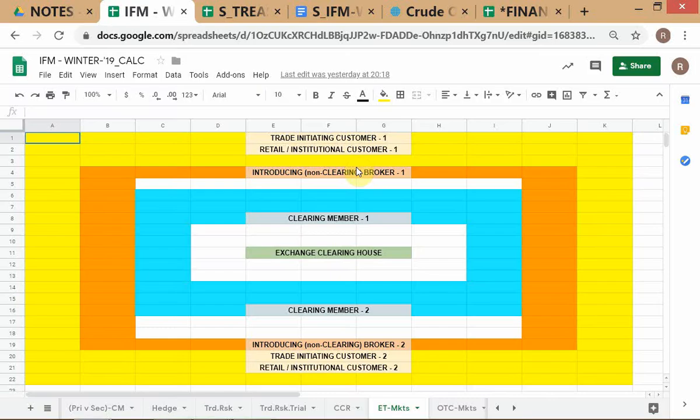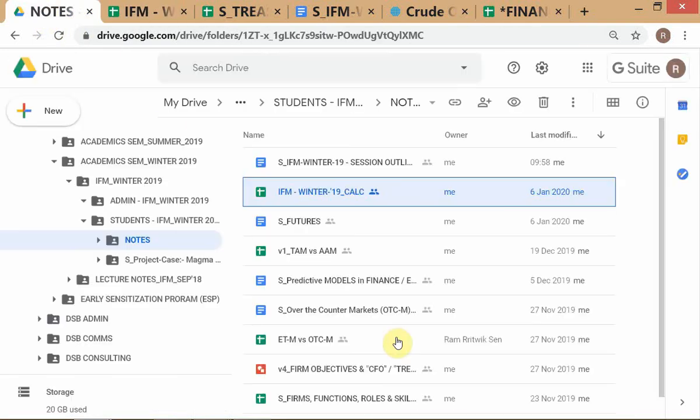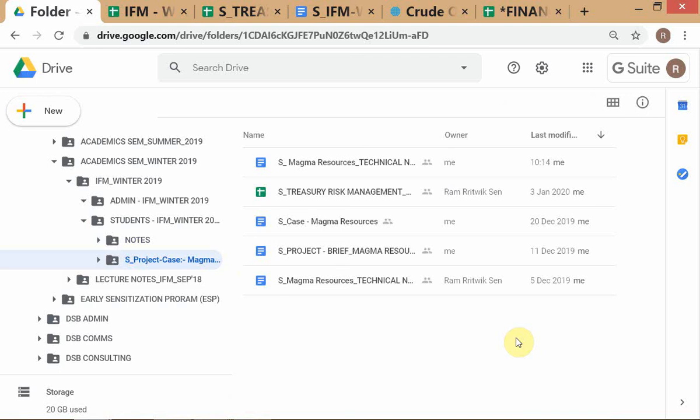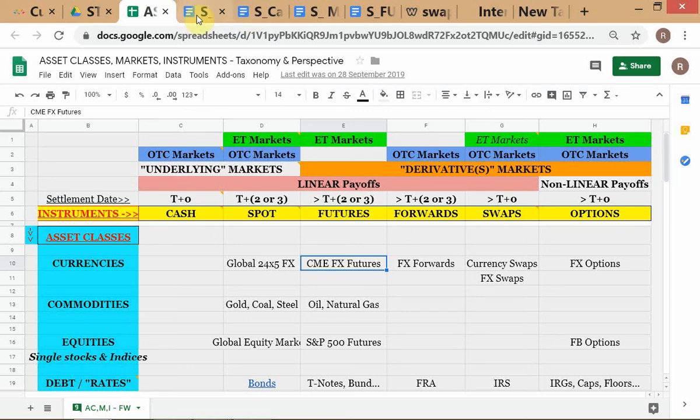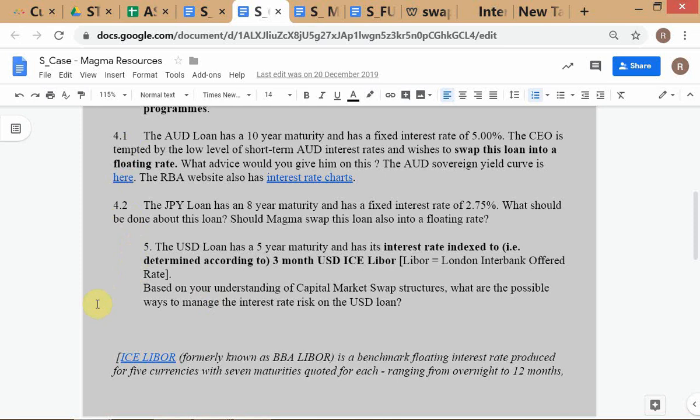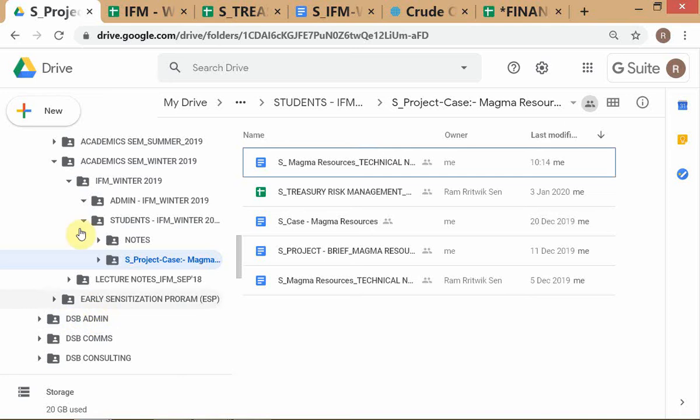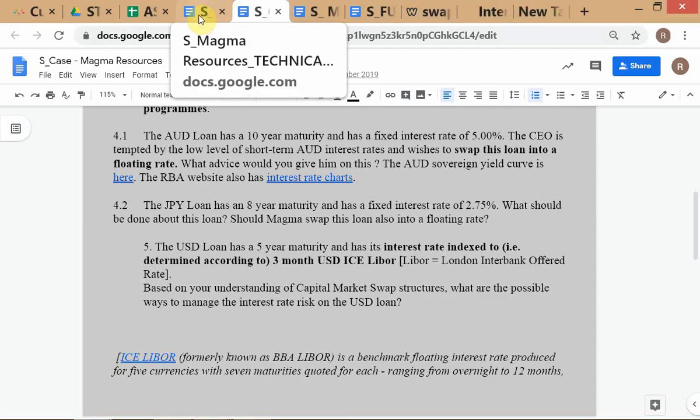We have a note which I think should be in your folder. Maybe it's not, I'll put it in there at the end of this class. Yes, it's there. You have a technical note on swaps in your case, because some of the questions in the case relate to swaps. These last three questions in the case relate to swaps, 4.1, 4.2 and 5. All right. So now we're going to cover swaps. Let's look at the technical note on swaps.